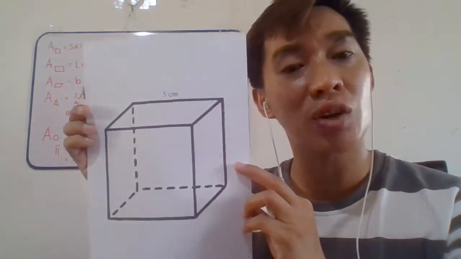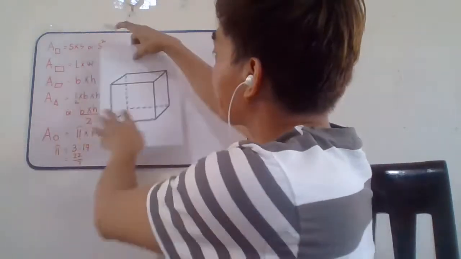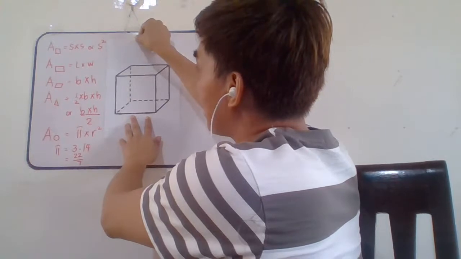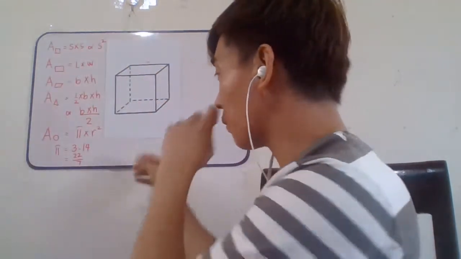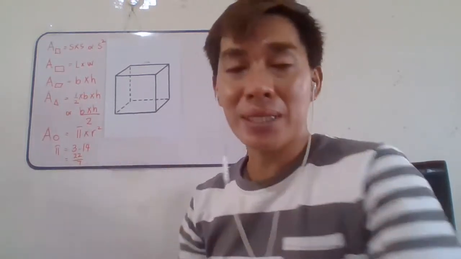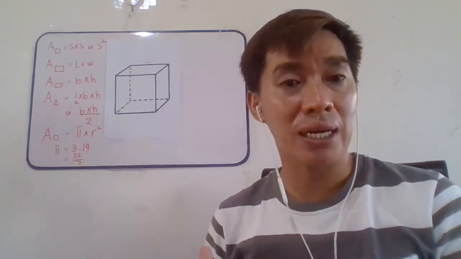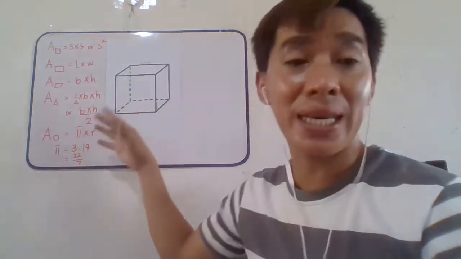Solid figures, or polyhedrons. The first one that we have here is the cube, or some would say this is a square prism. Square prism or a cube. It is a square prism because its base is a square. Technically, our cube has a square base.